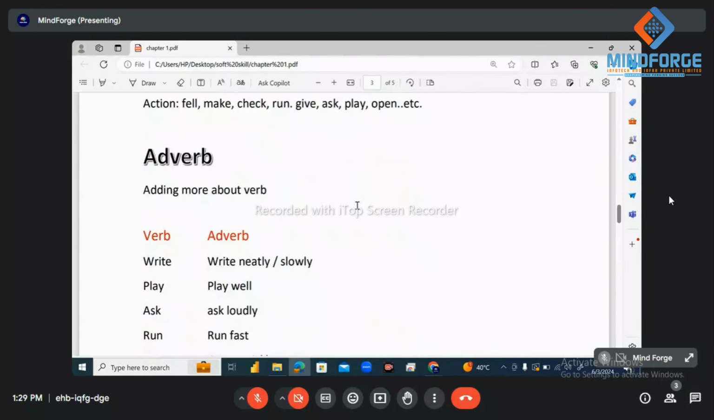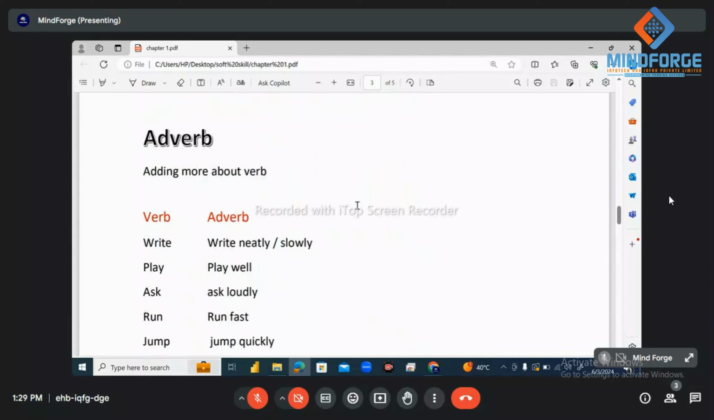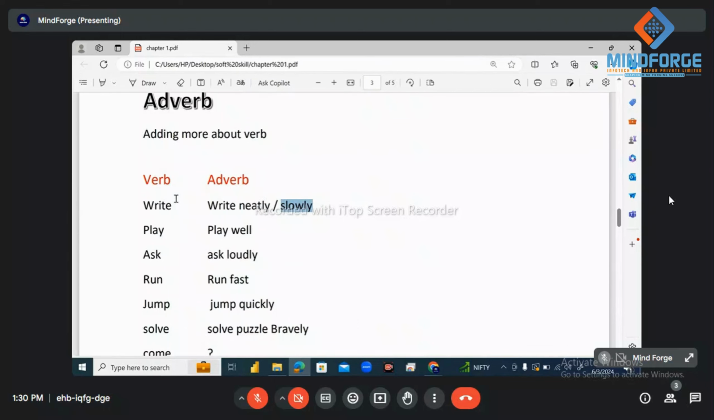Now let's go ahead. Adverb. We'll discuss adverb. Okay, adverb means adding more about the verb. And adjective means adding more to the noun, right? So this is adding more to the verb. For example, write is the verb, then what are you going to add more for that verb? Neatly, slowly. Okay, so these all are adverbs, which are adding more to this verb, that is write.